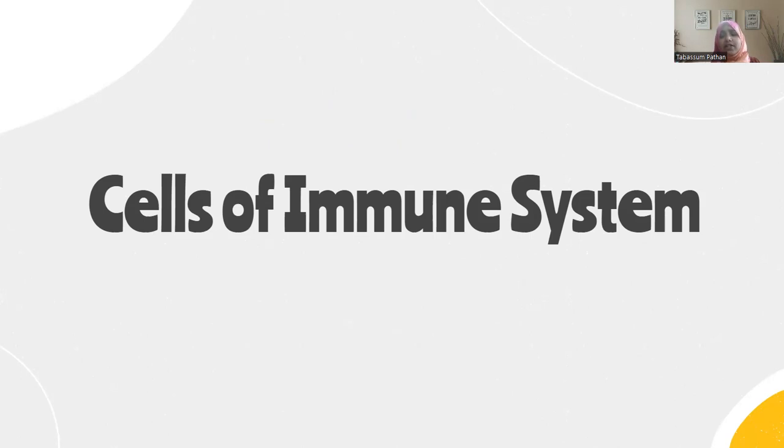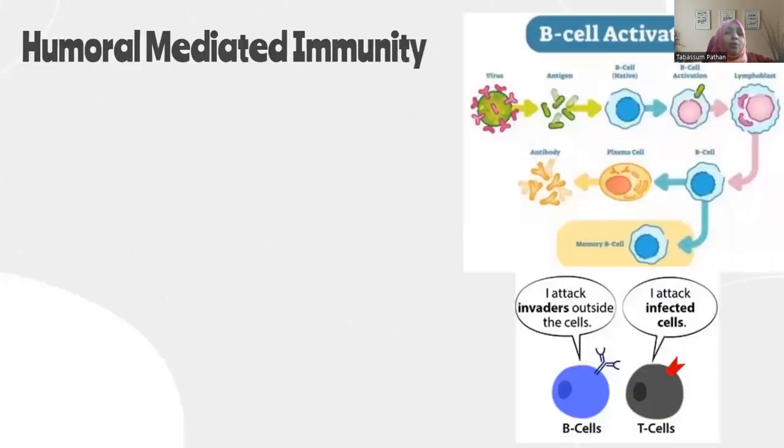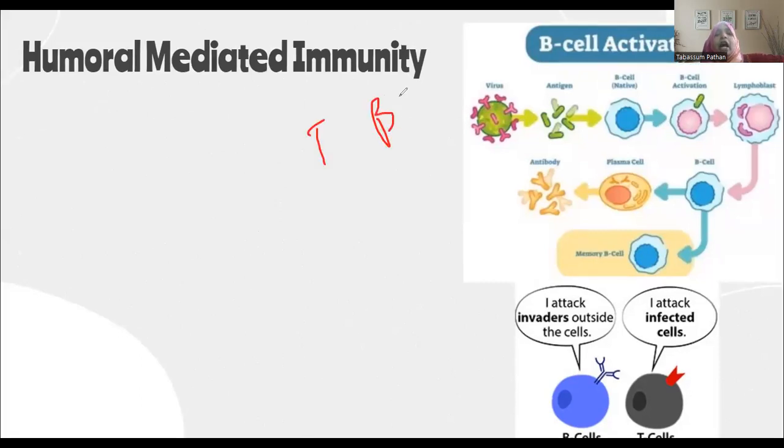When we talk about the cells of the immune system, there are two major categories of cells. One falls under something known as humoral mediated immunity and the other one is cell mediated immunity. Now, what do we mean by humoral mediated? Humoral basically involves one type of cell, which are known as B cells. Why B cell and what does this B stand for? We'll come to that in a short while. But you have two important types of cells known as T cells and B cells.